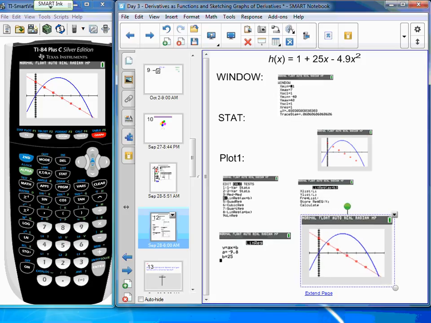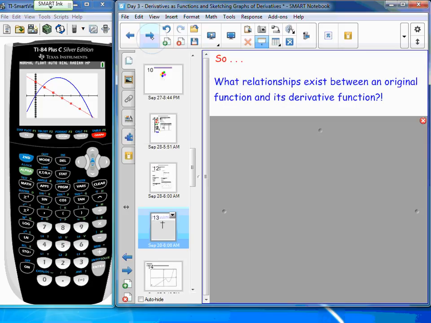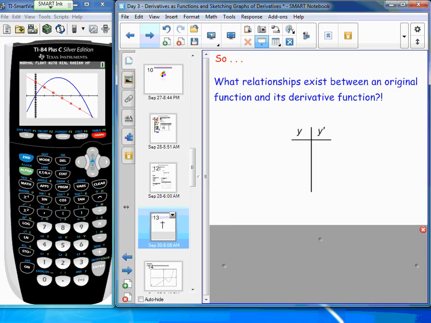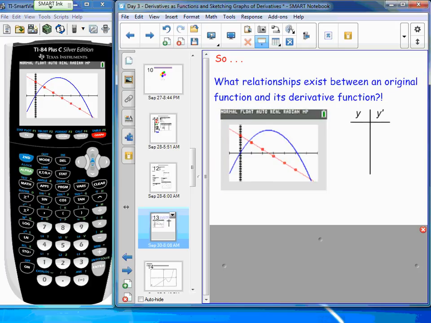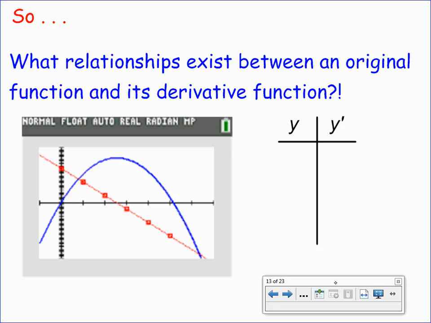And what conclusions then can we draw? So as I look at this picture, okay, what relationship exists between an original function and its derivative function? Before I close that out, I want to grab this. All right. So what relationships exist between an original function and a derivative function? What I want you to do is go ahead and talk quietly with your partner and be ready to share. Be ready to share two things: two relationships or connections between an original function and its derivative.